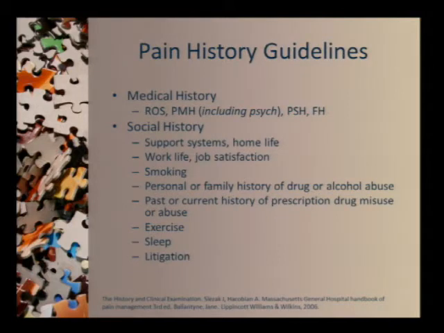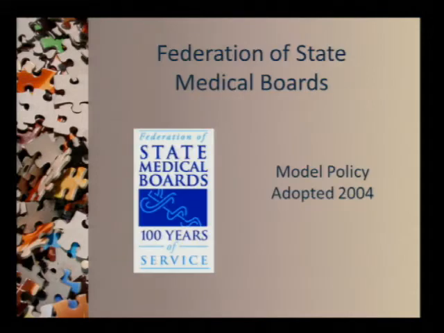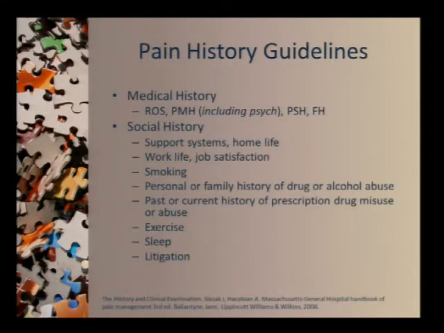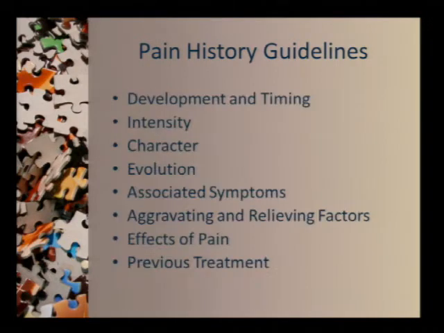So first, looking at taking a pain history, this isn't so different than taking any other type of medical history. You want to look at the development and timing of the problem. So an acute pain problem, you might gear your treatment more towards trying to treat the underlying cause of the pain, whereas a chronic pain problem, you want to put together a chronic pain management plan.